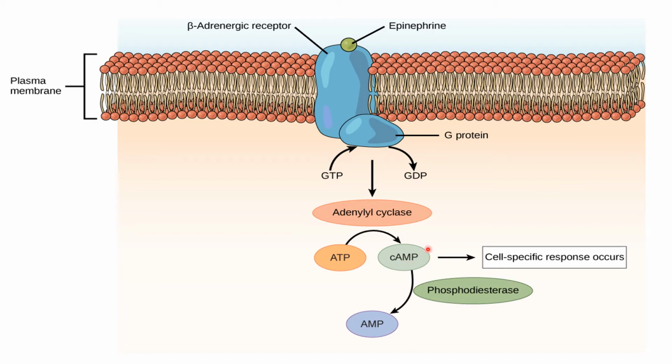This cyclic AMP is playing the main role in the initiation of many of the cascades, while recycling of cyclic AMP to AMP takes place with the help of phosphodiesterase.